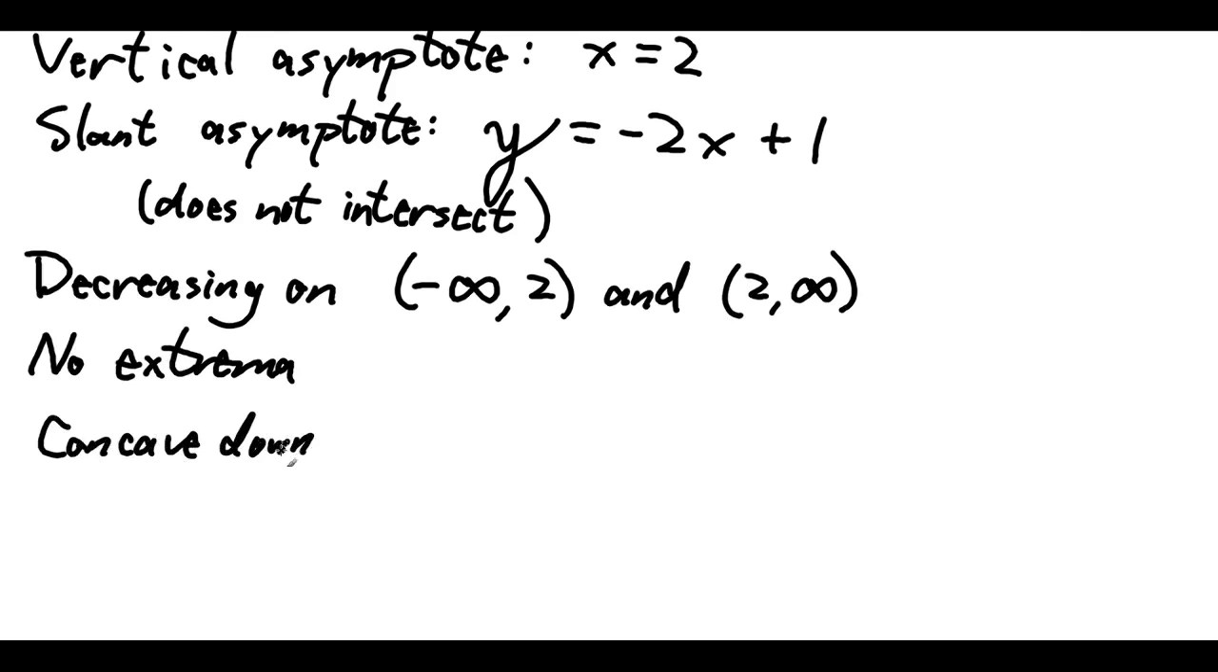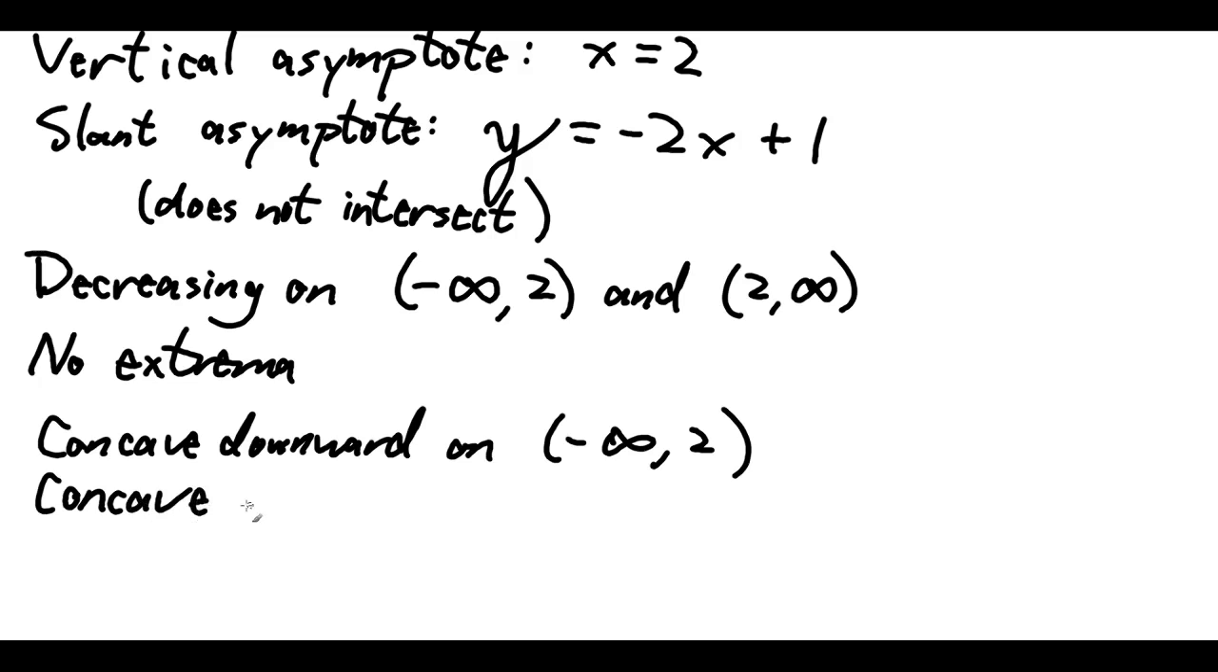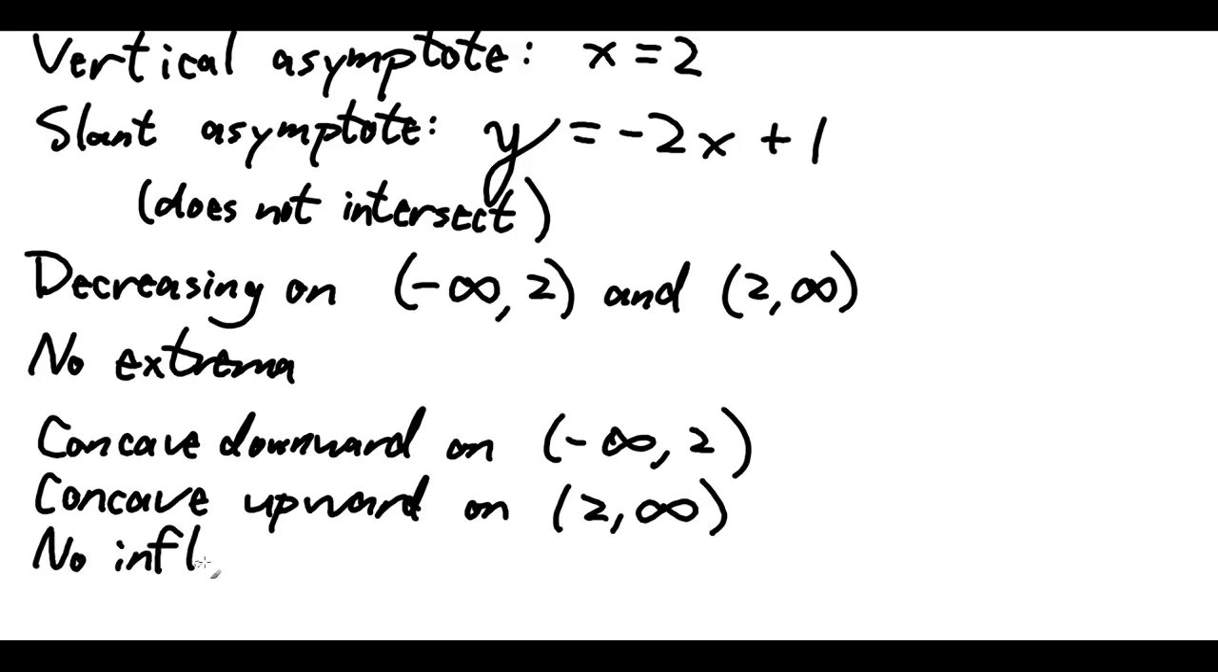Concave downward on negative infinity to 2. Concave upward on the interval from 2 to infinity, and no inflection points. There are no points of inflection here because the only place that the concavity switches is at a vertical asymptote where the function isn't even defined. So there is no point there for us to graph and see a switch.